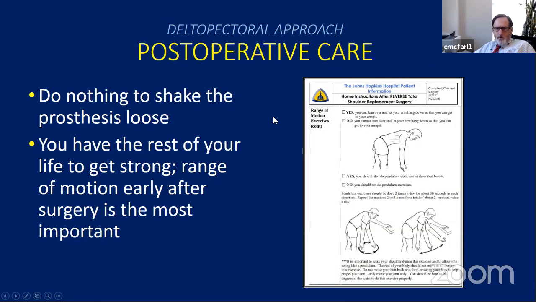So again, they don't want to do anything that'll shake it loose. Have plenty of time to get strong. And I tell them the most important thing is range of motion. So the first 3 months, particularly, are range of motion, range of motion, range of motion. I don't usually let people play golf until about 6 or 8 months. Some people start earlier, 3 or 4 months. I think that's probably a little too early, but you know, there's really no good studies.